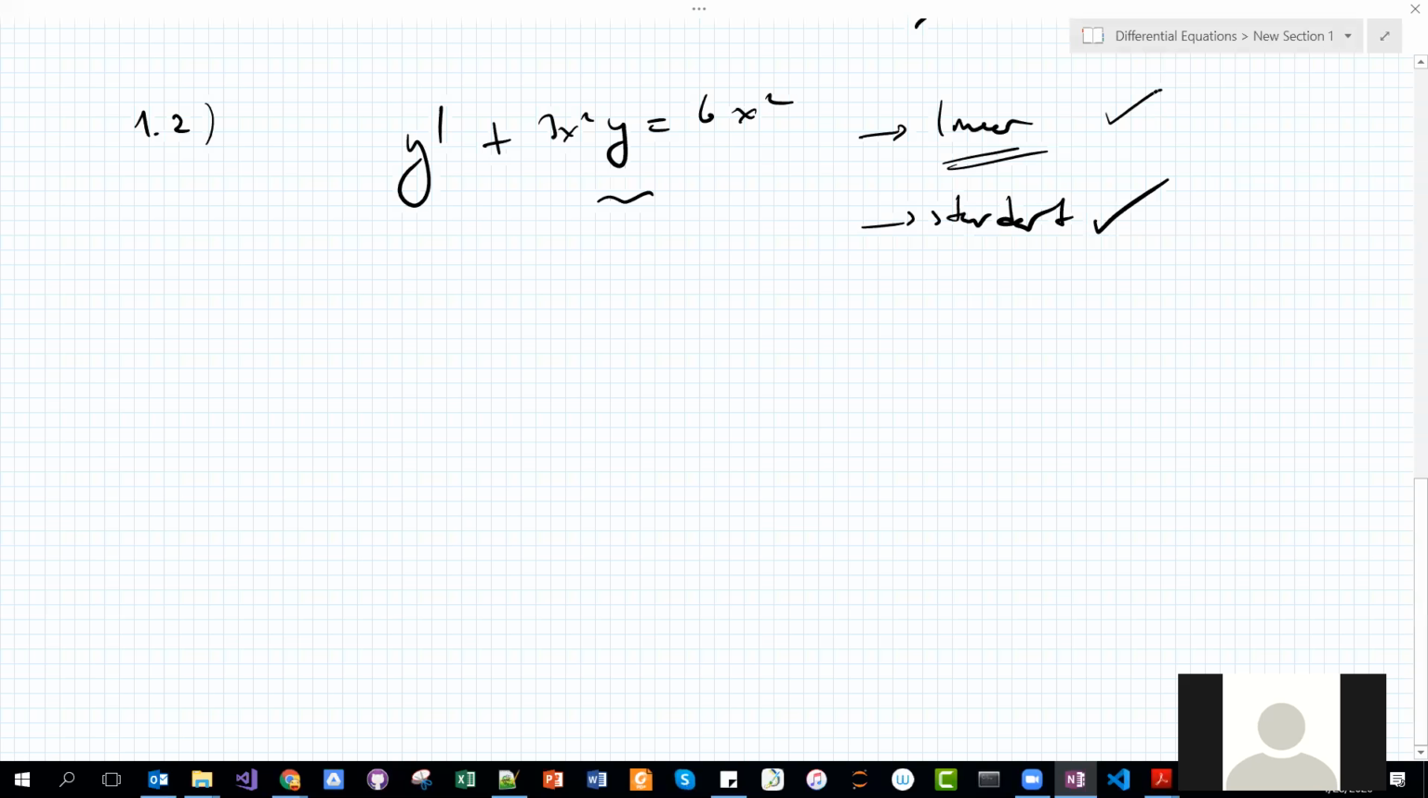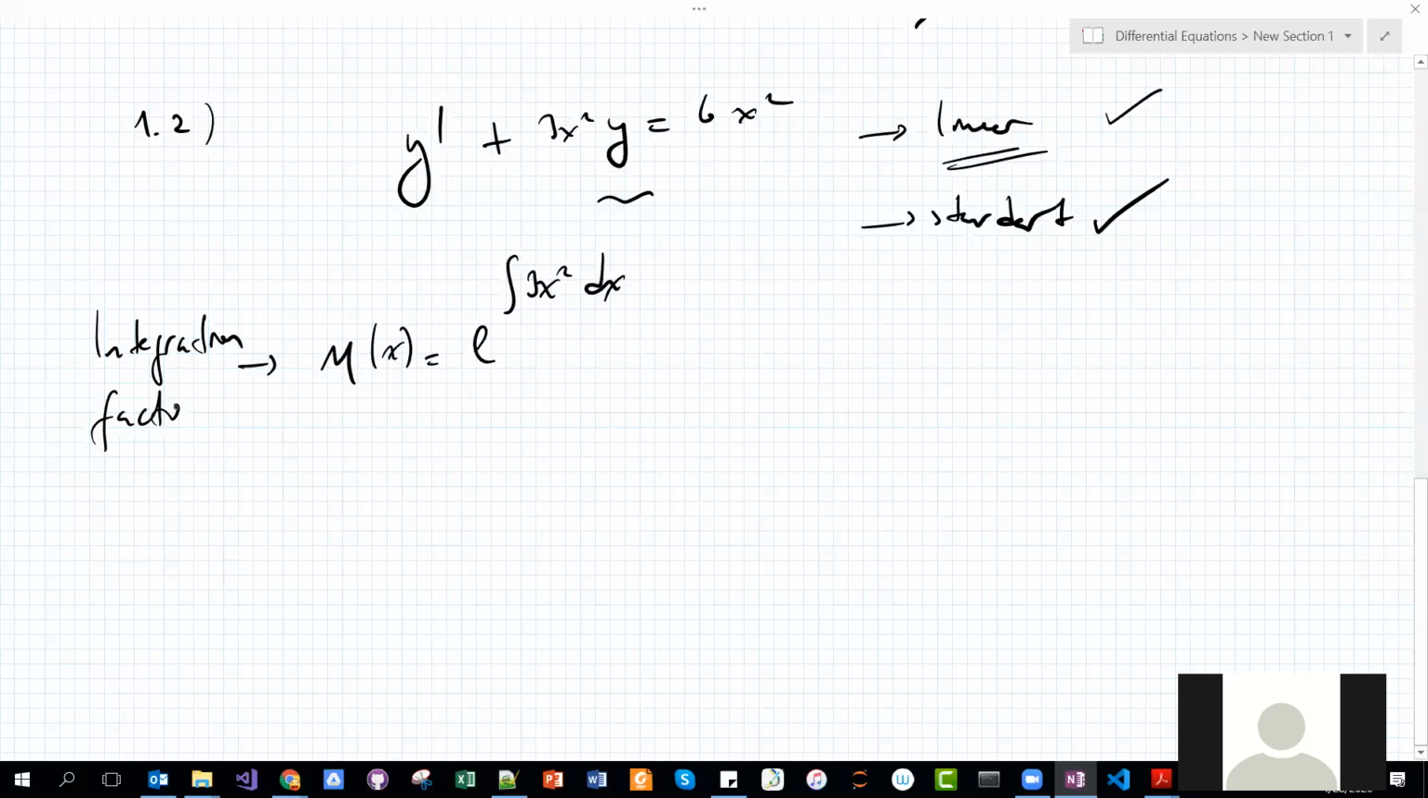Now I can use the linear technique, which was the integrating factor. So first of all, you need to find a mu function using this formula. That's my integrating factor. I need to take this integral, which is going to be equal to e to the x cubed. That's it. So this is going to be my integral.